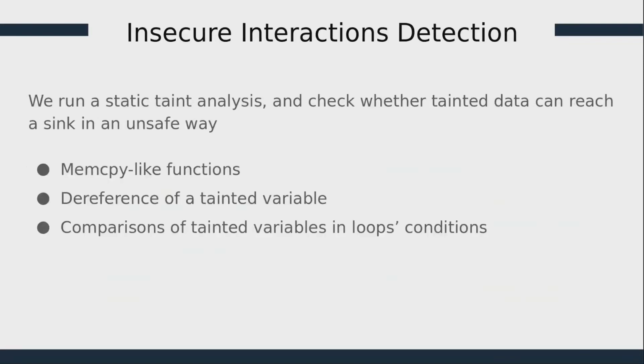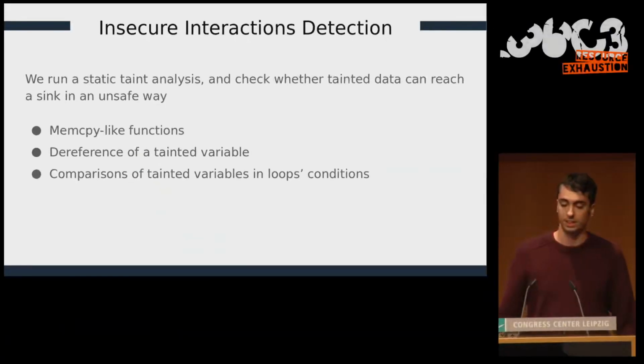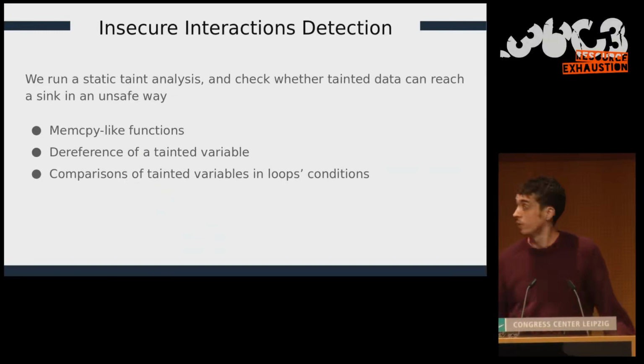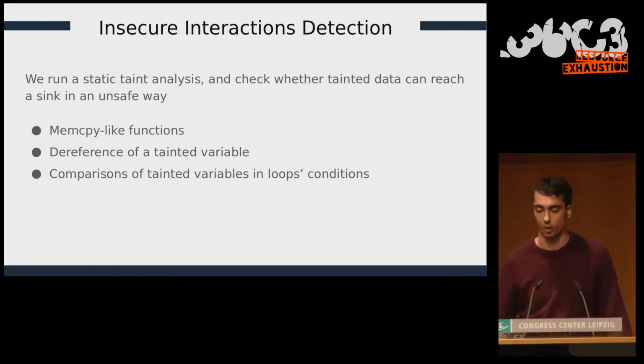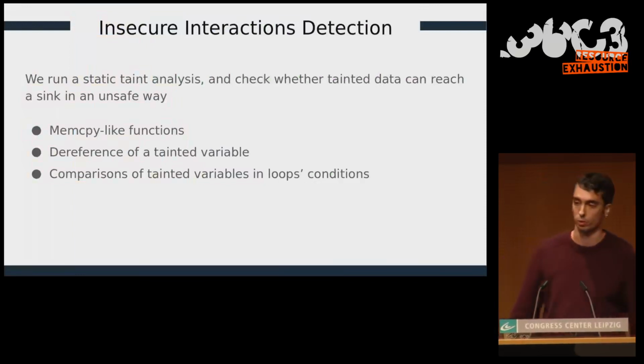The insecure interaction detection runs a static taint analysis and checks whether tainted data can reach a sink in an unsafe way. We consider as sinks memcopy-like functions, which are functions that implement semantically equivalent memcopies, such as string copy, memcopy, and so forth. We raise alerts if we see a difference in size of a tainted variable, and if we see comparisons of tainted variables in loop conditions, to detect possible DoS vulnerabilities.